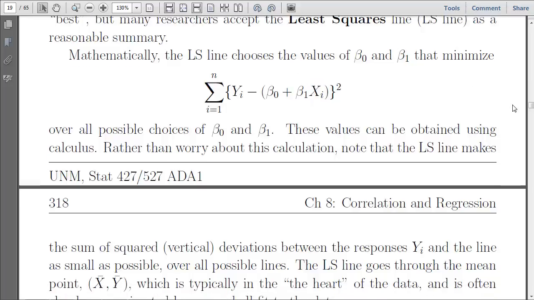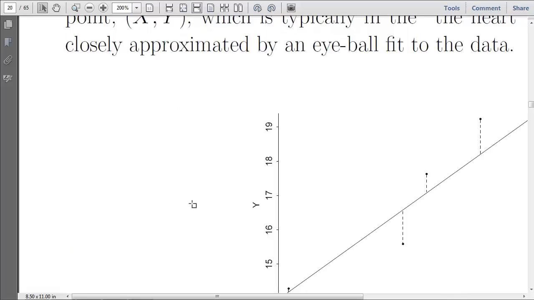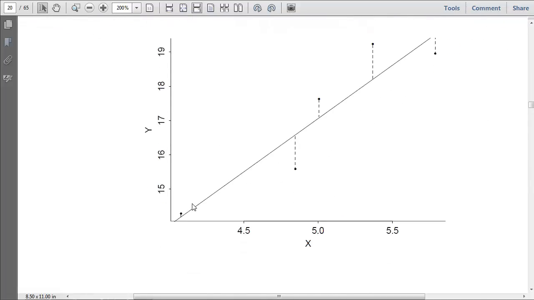So let me scroll down. I think I've got a picture here. Here's a plot of 5 data points. I'm going to zoom in just a little bit so we can see them a little better.